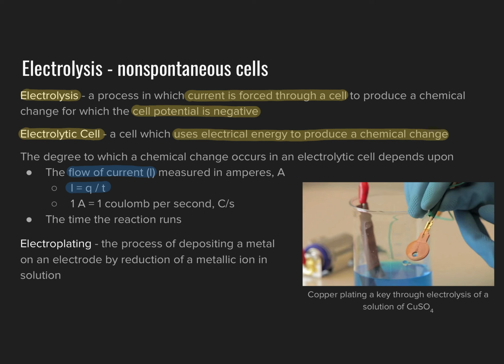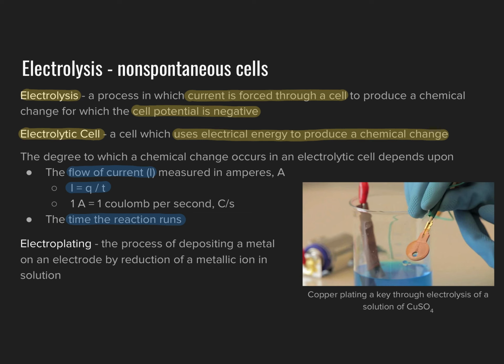So again, the first factor which is going to determine the degree to which a chemical change occurs within our cell is how large that flow of current is. The second factor which will determine how that chemical change occurs within the cell is how long the reaction runs for. And this process by which we are able to cause chemical change to occur by applying electrical current, as it turns out, has a lot of useful applications in the real world.